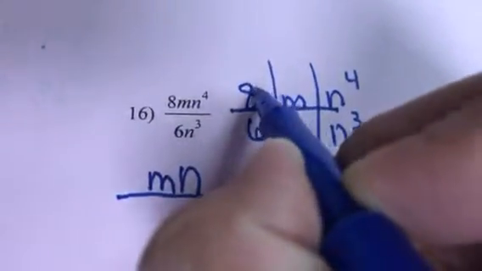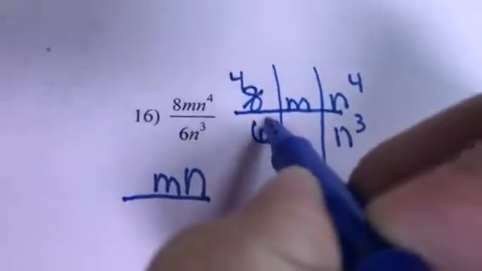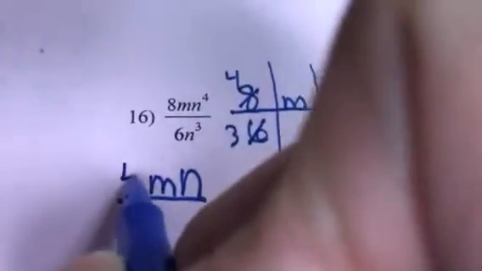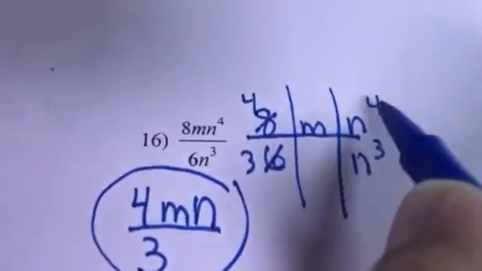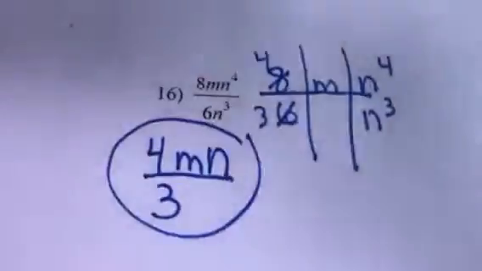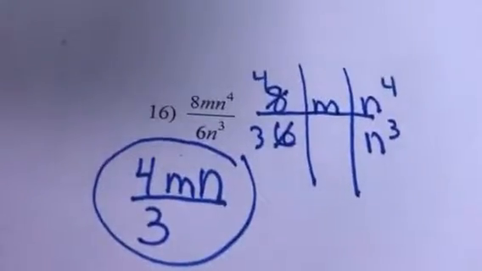But 8/6 as a fraction, I can divide both of these by 2. And so my fraction can simplify to 4/3. Do not subtract the numbers. You subtract the exponents. These are just regular numbers that you worked with in elementary school.